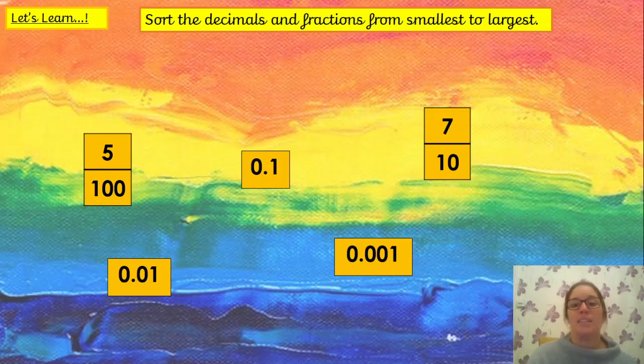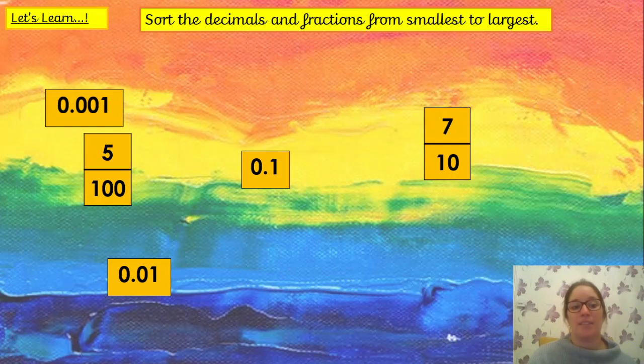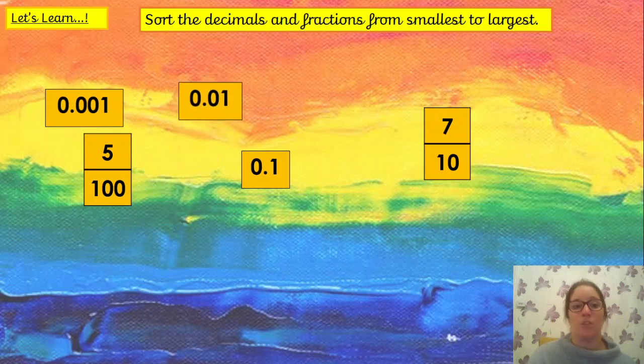Okay, so we can see our smallest one is our thousandth. We've got 1,000th. Okay, and then we're going to have next a hundredth. Have we got any hundredths? Okay, we've got 0.01 hundredths. Okay, then we've got tenths. Now, have we got any tenths? Or have we got any other hundredths? Have a think what comes next.